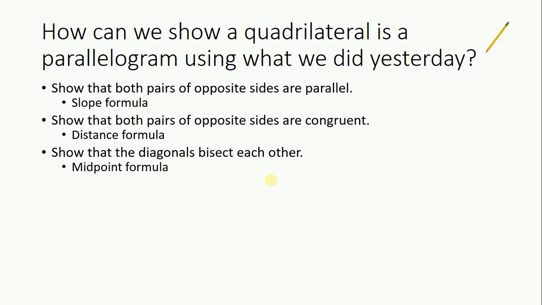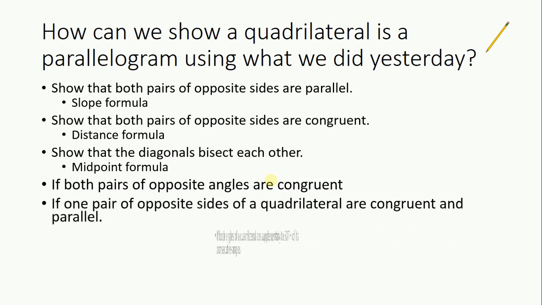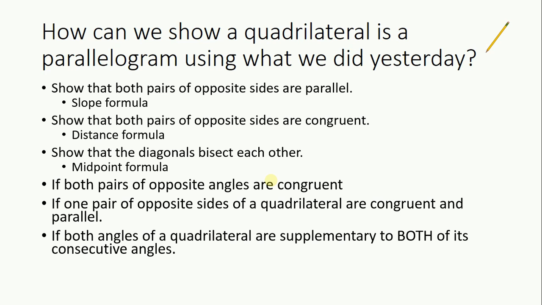And then we have a couple of other options as well. If both pairs of opposite angles are congruent, we can say it's a parallelogram. If one pair of opposite sides of the quadrilateral are congruent and parallel, so if one side is congruent and parallel to the other, then it's a parallelogram. And if each angle of a quadrilateral is supplementary to both of its consecutive angles, that's also a parallelogram.